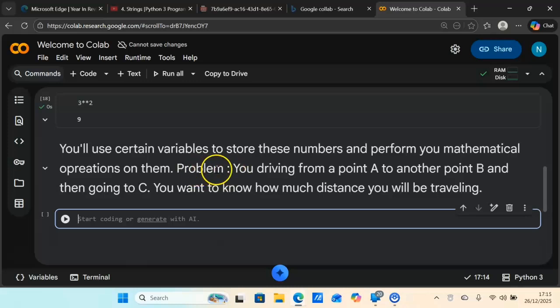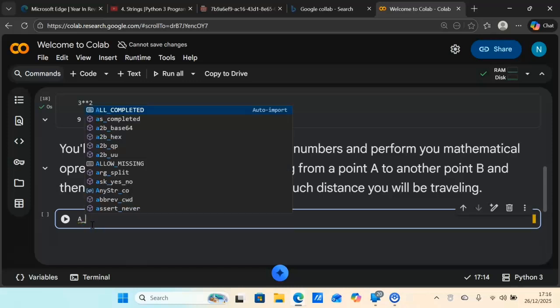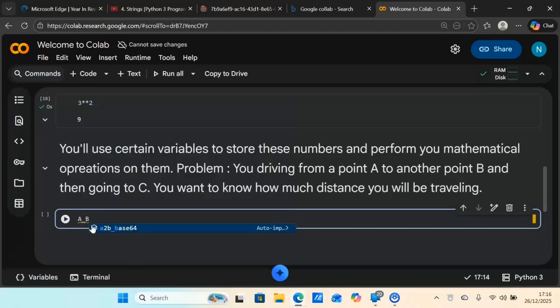So here I've been given a problem. You're driving from point A to another point B, and then going to C. You want to know how much distance you'll be traveling in total. From point A to B, we need a distance to solve this problem. So let's give this distance a variable, A underscore B. Then we assign it the distance. Let's say our distance is 188.